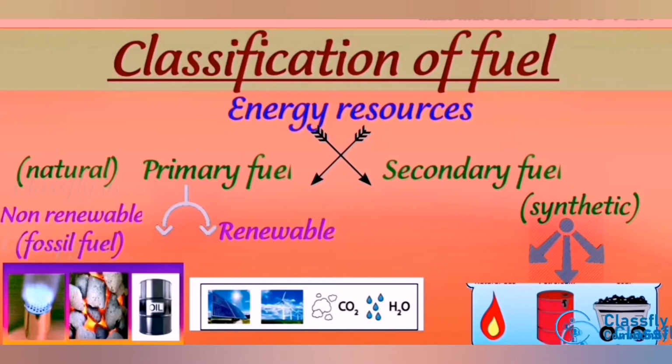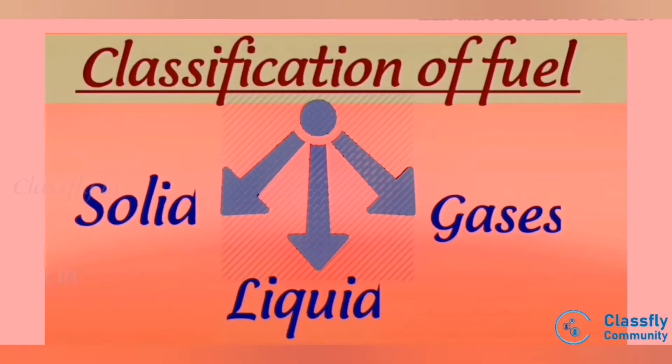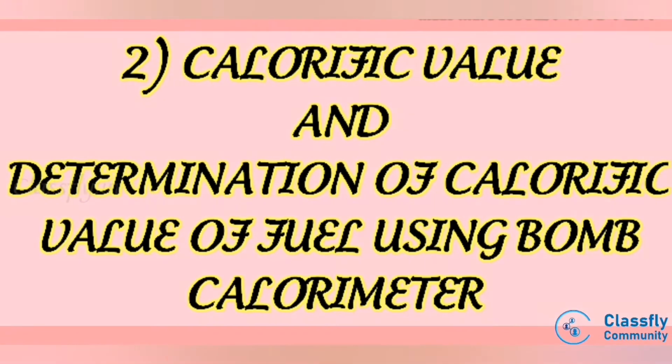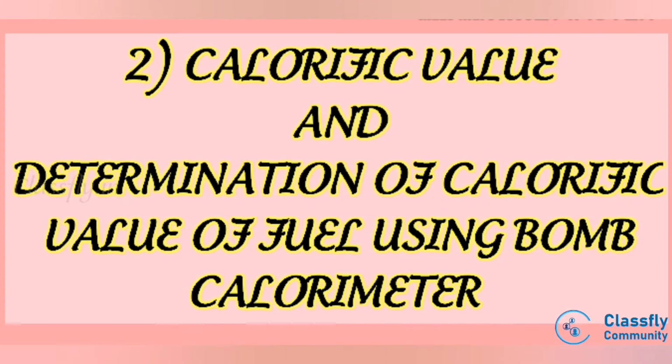Secondary fuel is again divided into three. First one, coke. Second one, producer gas or fuel gas. Third one, oil gas. And chemical fuel is again divided into three: first solid, second liquid, and third gaseous. Next we are discussing the calorific value and determination of calorific value of a fuel by using a bomb calorimeter.